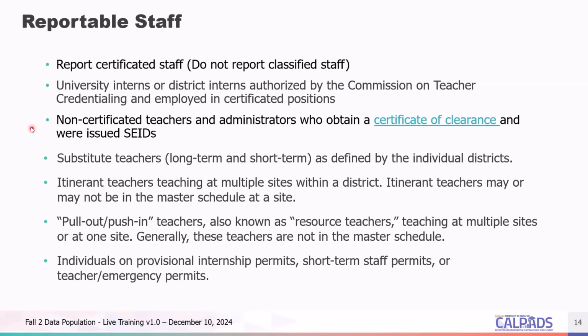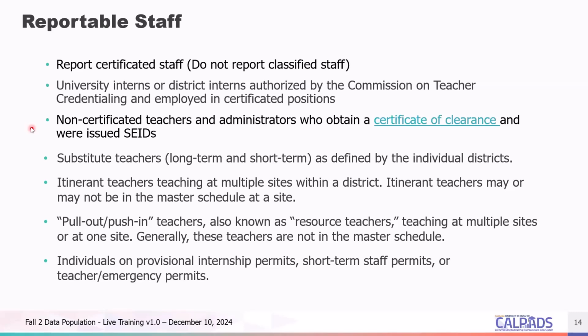California Education Code now requires that all charter school teachers must obtain the certificate required for the teacher's certificated assignment by July 1st, 2025. In addition to this, Ed Code also required that by July 1st, 2020, all charter school teachers must have obtained a certificate of clearance and demonstrated their professional fitness. So all charter school teachers should have SEIDs, even if they are non-certificated.